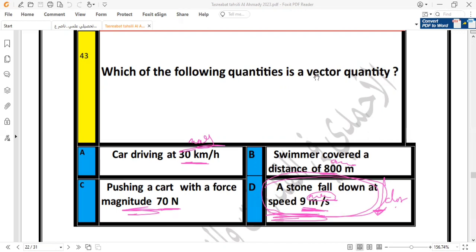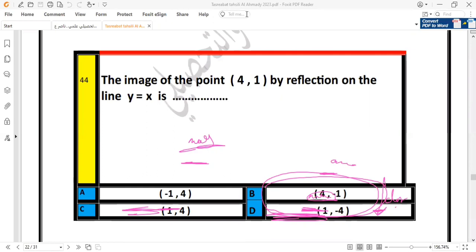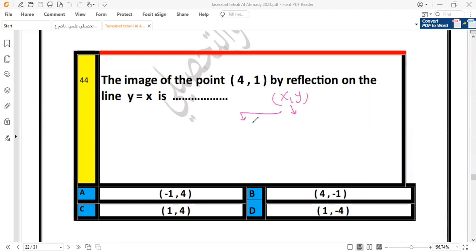Number 44. The image of the point (4, 1) by reflection across y equals x. The point (x, y) by reflection across y equals x becomes (y, x). So you have to exchange them. So it's going to be (1, 4). To reflect across the x-axis, it's going to be x and negative y. To reflect across the y-axis, it's going to be negative x and y.